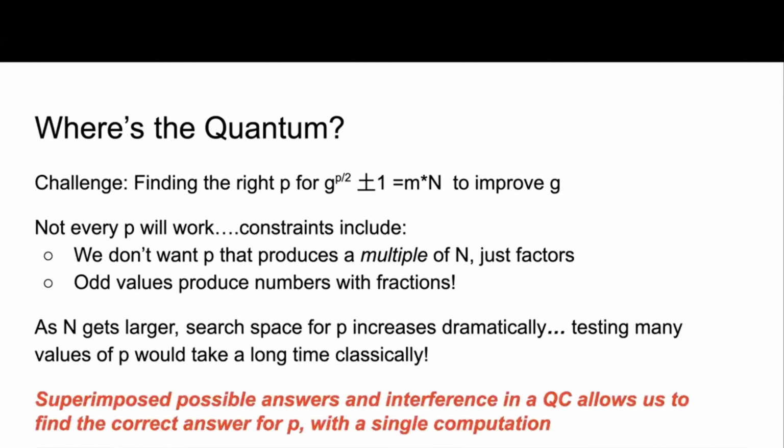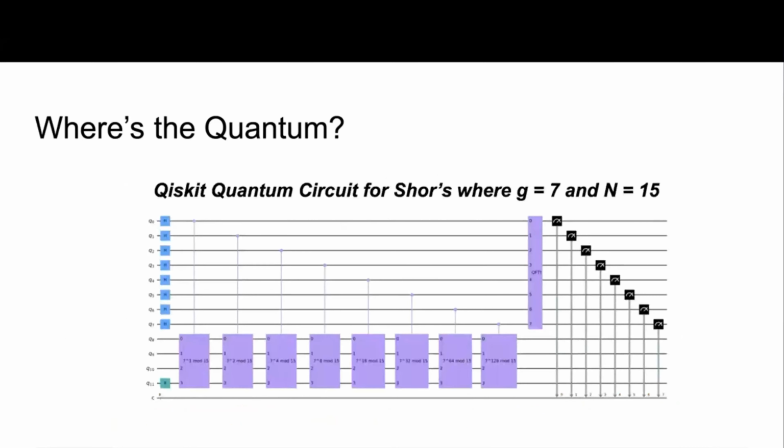Lucky for us, quantum computers implement superposition and have interference between signals. So superimposed possible answers combined with interference will allow us to find the correct answer for p within a single computation. Here we have an example implementation using Qiskit for the quantum circuit part of Shor's algorithm, where g is equal to 7 and n is equal to 15. You can find this example within the Qiskit textbook. Just look for Shor's algorithm.